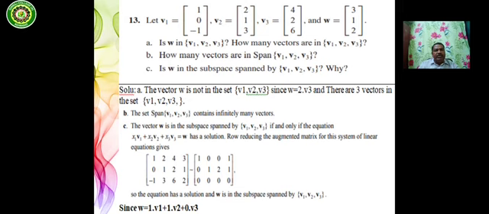Lastly, is w spanned by the vectors or not? We write w equal to x1 v1 plus x2 v2 plus x3 v3 and find the values of x1, x2, x3. We write the equations and solve them for x1, x2, x3. Then we get x1 equals 1, x2 equals 1, and x3 equals 0. So we say that w is a linear combination of v1, v2, v3.